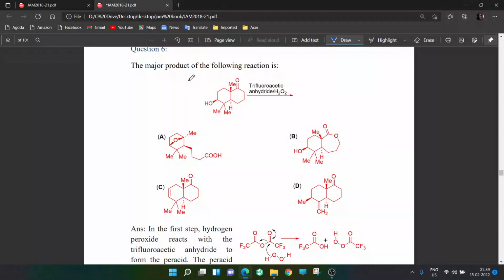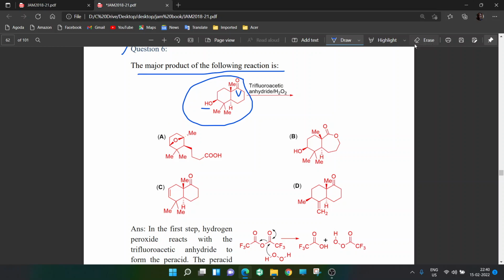Hello everyone. So let's start solving the next 5 questions of the JAM 2019 organic questions. Right. So question number 6: the major product formed in the following reaction. What you see here is a bicyclic molecule, and you have a ketone and a hydroxyl group.